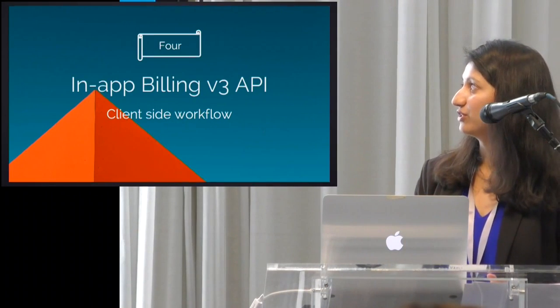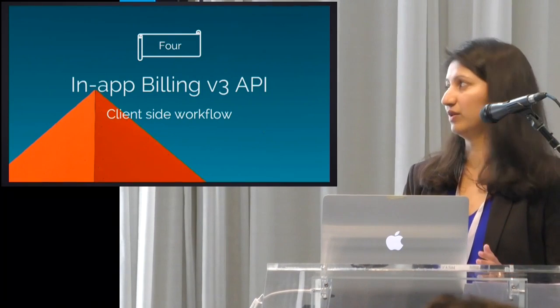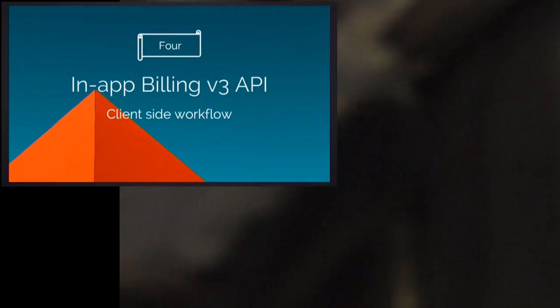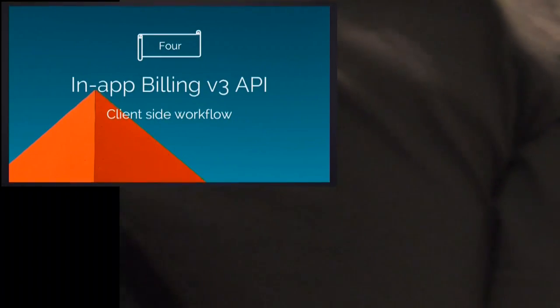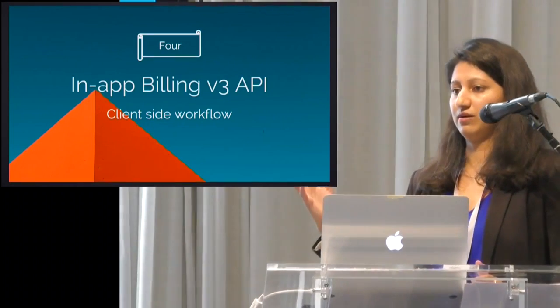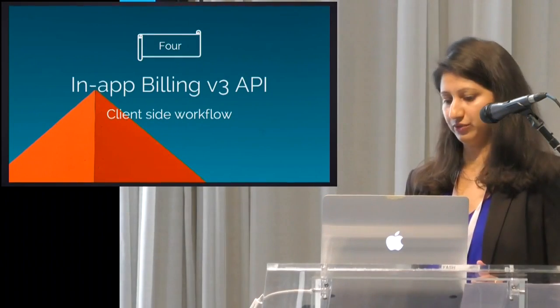Which brings us to what you would use on the client side to implement in-app billing. So know that you'll be using version 3 and not version 2. Version 3 was introduced in 2013 at Google I/O. It's a synchronous purchase workflow, unlike version 2.